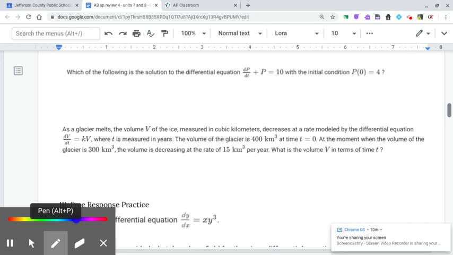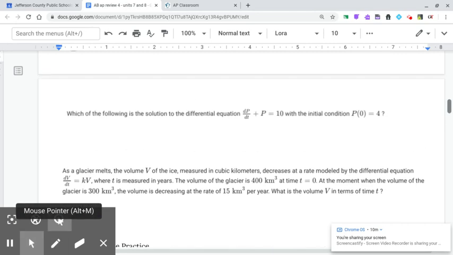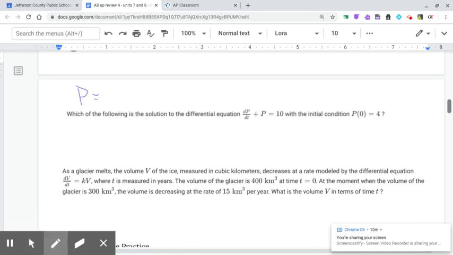Okay, my answer to this, I'm going to write it up here, is p equals 10 minus e to the log 6 minus t. If that's what you got, then feel free to move on. If it's not what you got, then let's talk, shall we?